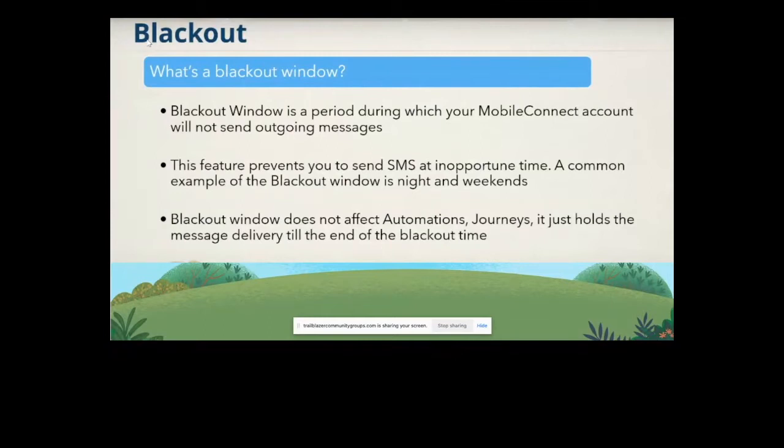A common example for a blackout window is nights and weekends, as I said. So from maybe 6 o'clock in the evening to 6 o'clock in the early morning, and weekends also, you could stop the SMSs. And the good thing is it doesn't affect any automations or journeys. It just holds message delivery till the end of the blackout time. That's it. So that's the use of blackout.